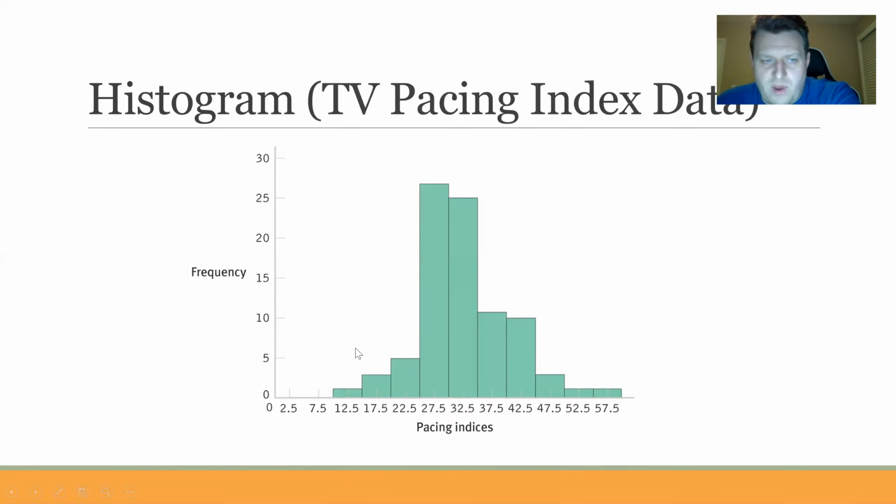Here we have a histogram for the TV pacing index. So these people that rate TV shows went through children's programming and examined how quickly information was presented in these children's programming shows. So we have the raw frequency of each show, how much information it typically presents in a given amount of time. And we can see that this data is relatively normally distributed. All right, that's something that we get with a histogram. We get some idea of what the distribution of our data looks like. And sometimes this is very important.